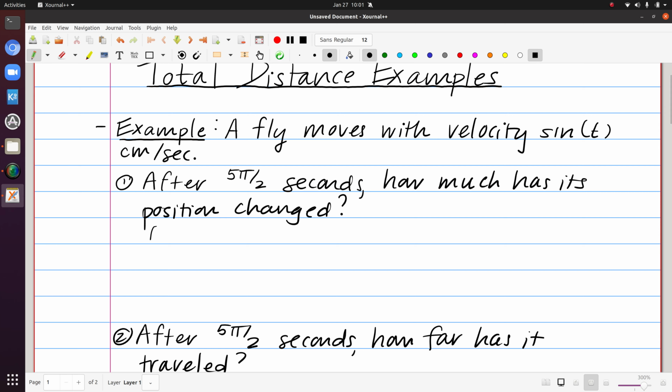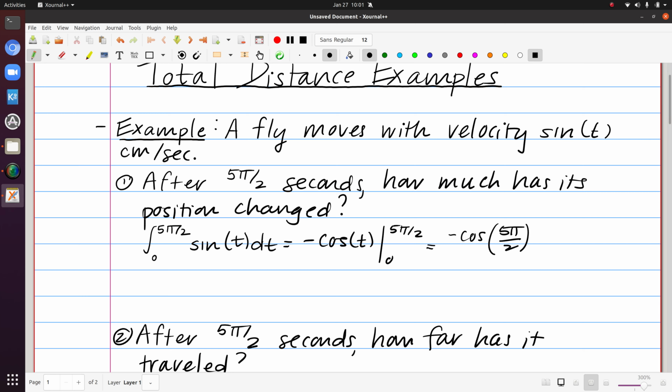So that means that we can evaluate over the time interval 0 to 5 pi over 2 the integral of just the velocity. So the antiderivative of sine here is minus cosine, and we're evaluating that from 0 to 5 pi over 2. And this gives us minus cosine 5 pi over 2 minus a negative, so plus cosine of 0. And if you recall that cosine of 5 pi over 2 is 0, this is going to give us 1. And again, with this context, I know that I can put the units centimeter on this.